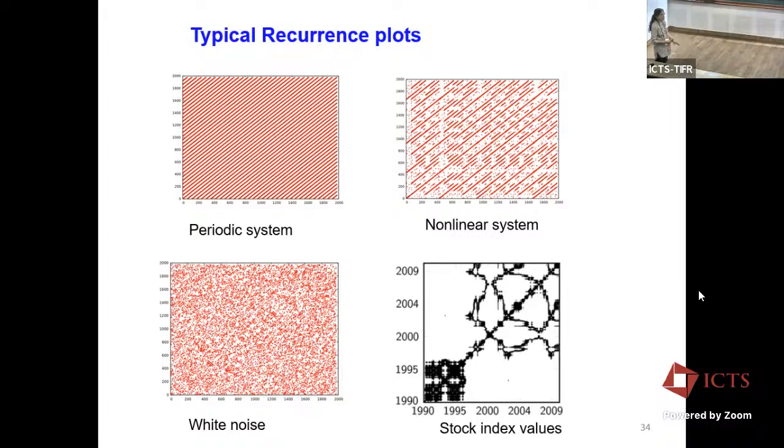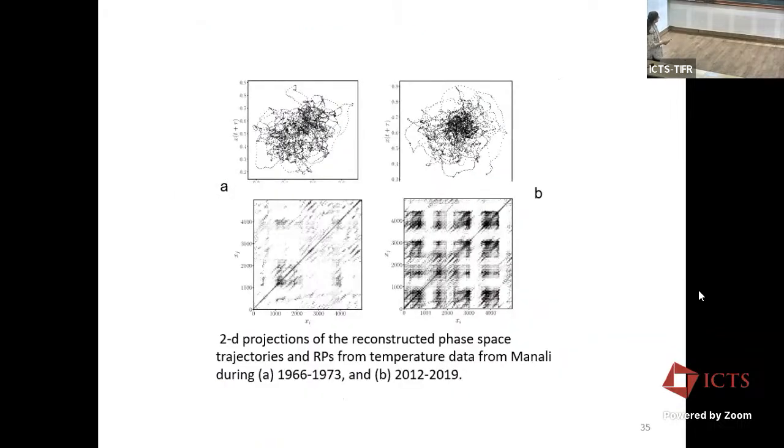While when you make it into a recurrence network, we have only geometric characterization. The dynamics is lost. Dynamic information is lost there. So therefore, many people do the recurrence plot also. So I will show you the recurrence plot for our climate data. This is actually the data from Manali at 2 different periods for temperature. These trajectories we saw the other day. You see how different this recurrence plot also looks.